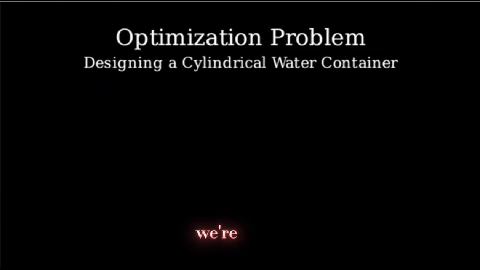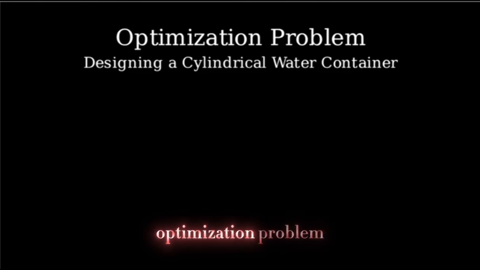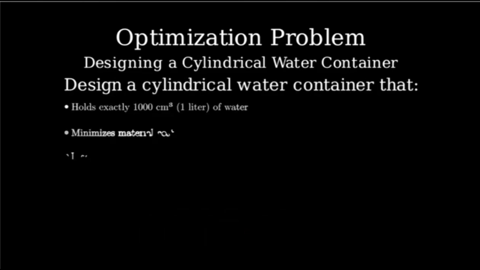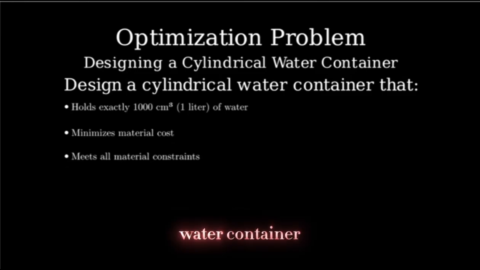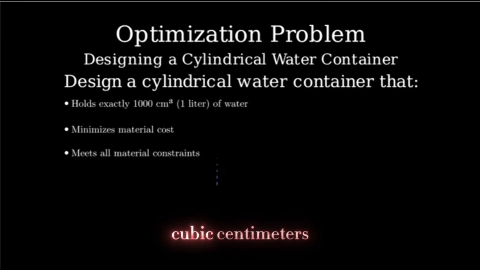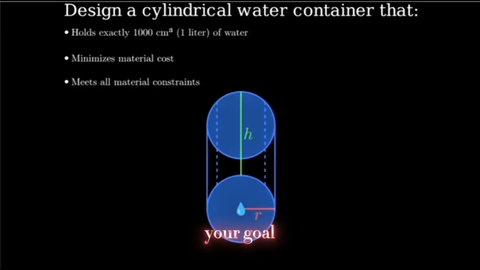Welcome to this lesson on optimization problems in calculus. Today, we're going to tackle a challenging but practical optimization problem about designing a cylindrical water container with minimum cost. Here is the problem. You are a member of the Innovation Club and you are tasked with designing a cylindrical water container that holds exactly 1000 cubic centimeters, or 1 liter, of water. Your goal is to minimize the material cost while still meeting the volume requirement.